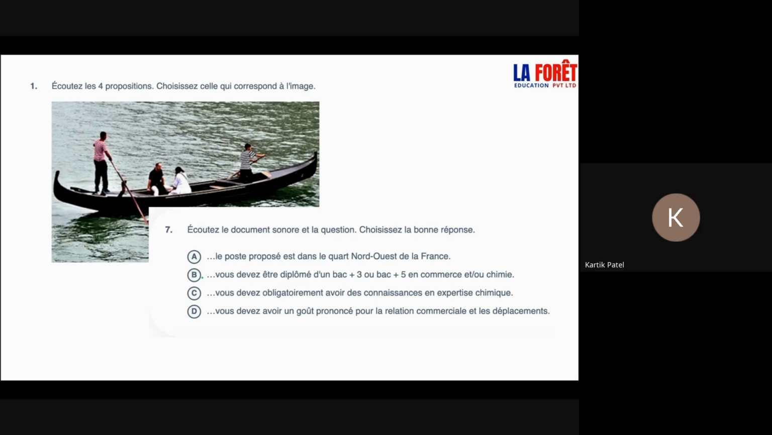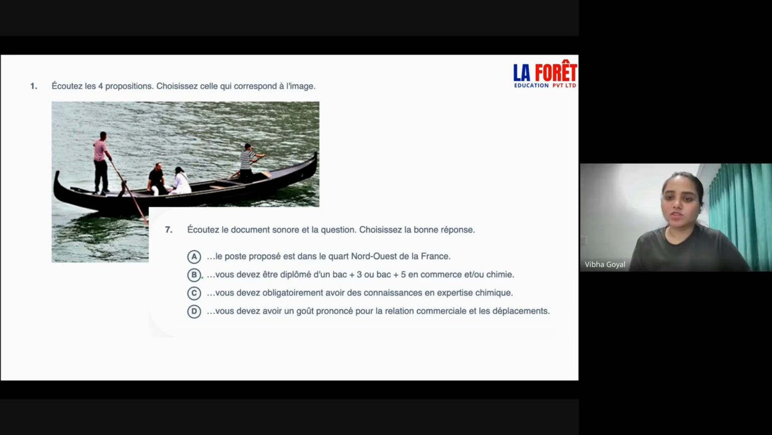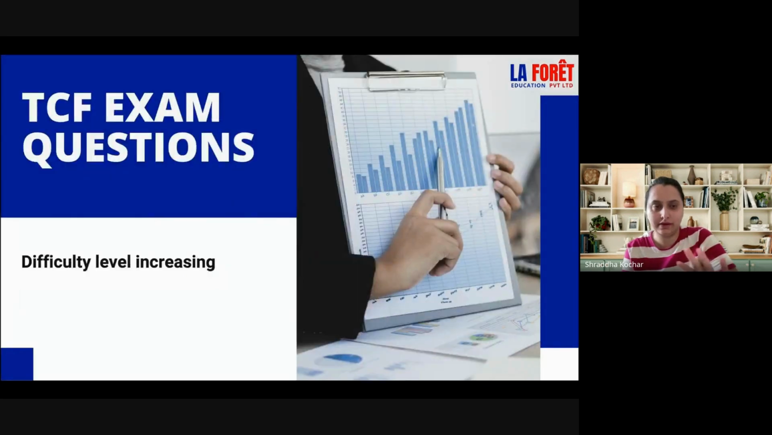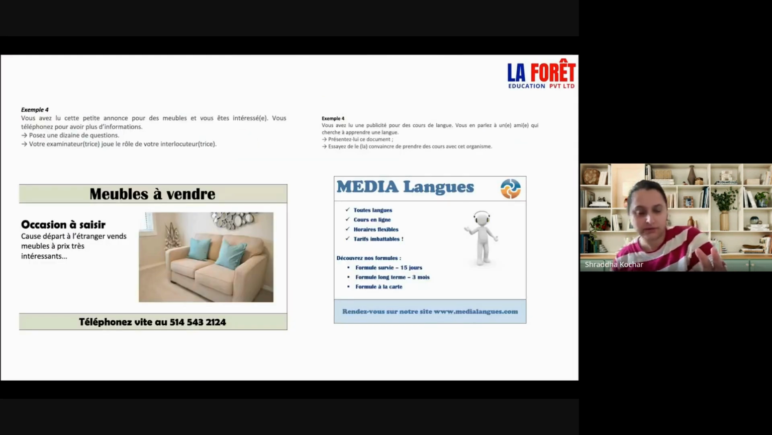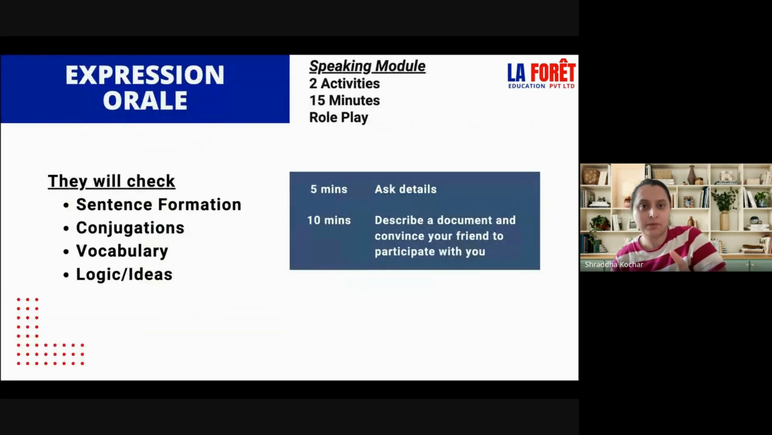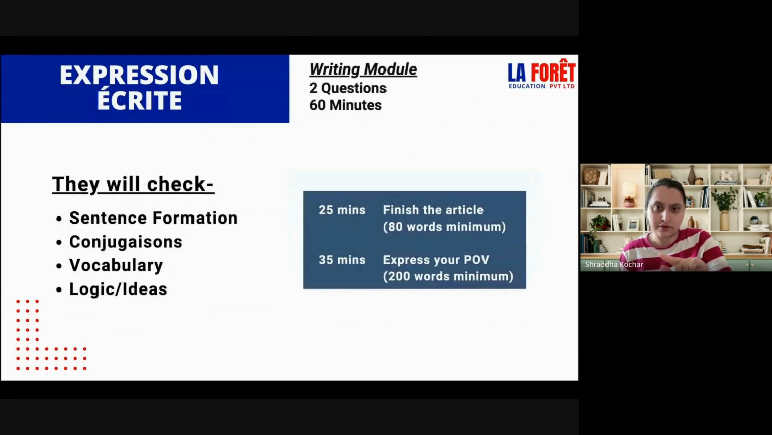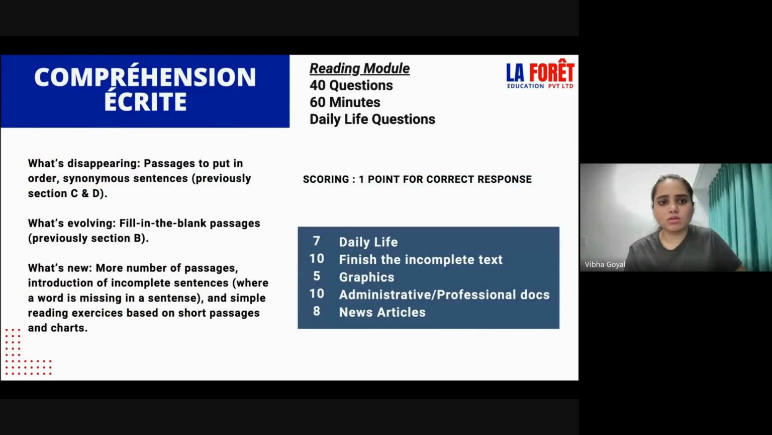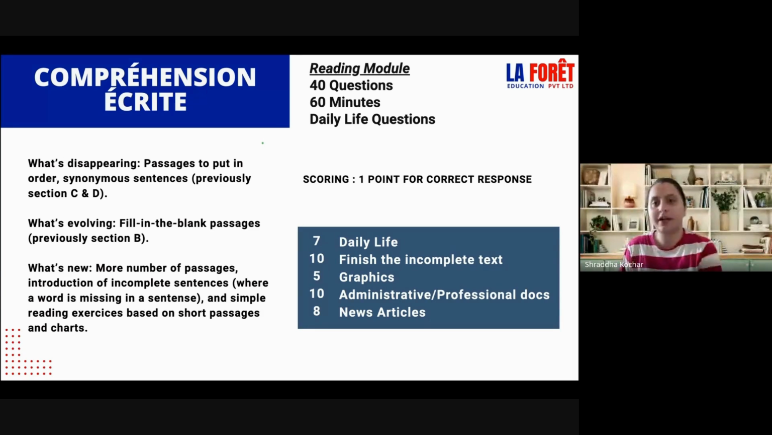Okay, perfect. Okay, Shraddha. Yeah, so for TEF, the reading part would be in multiple choice questions only, and listening for both are multiple choice. Only for the writing part, we'll have to write in like a big paragraph or so.